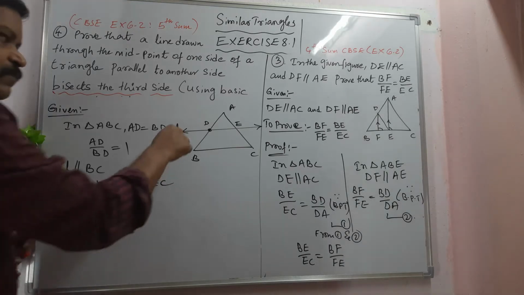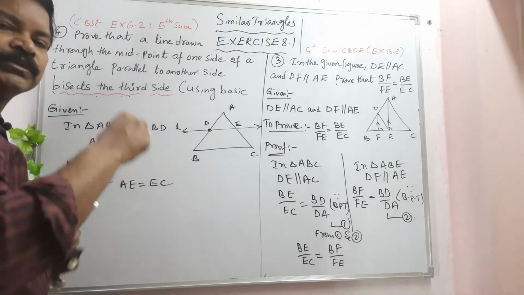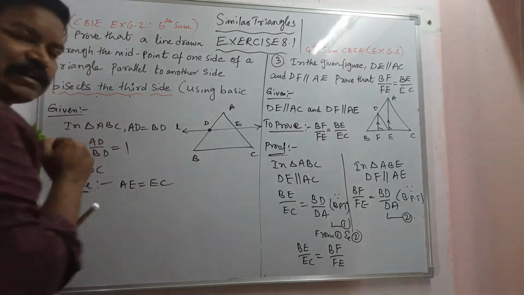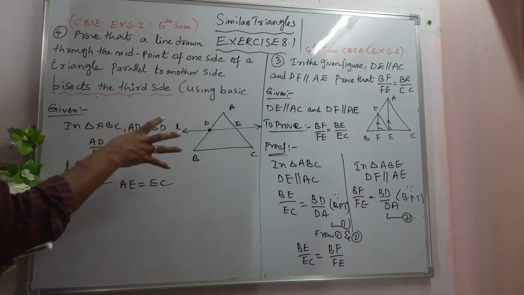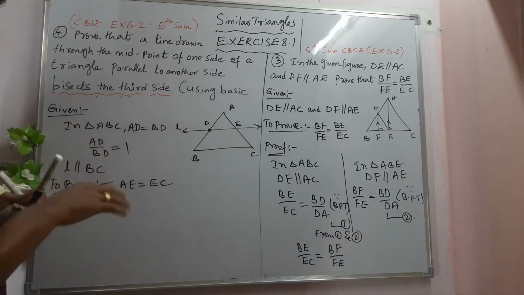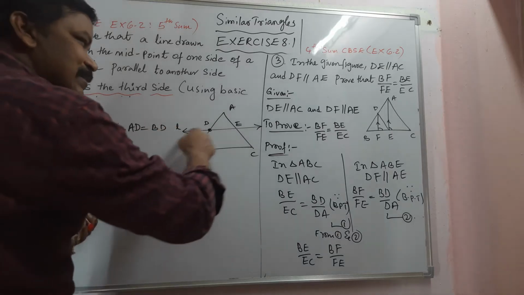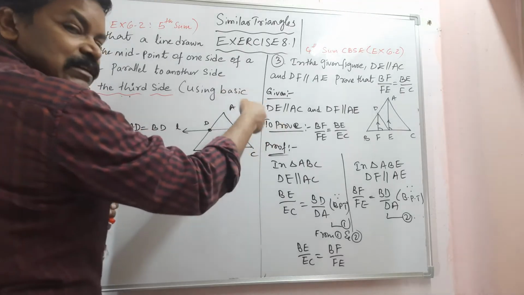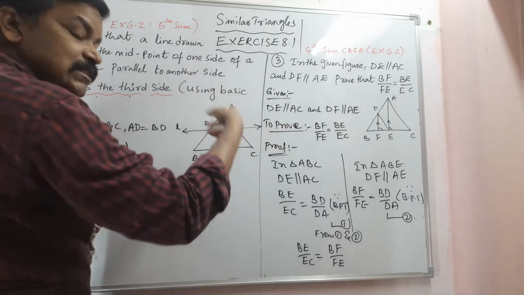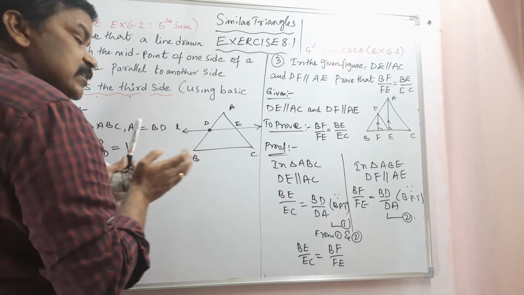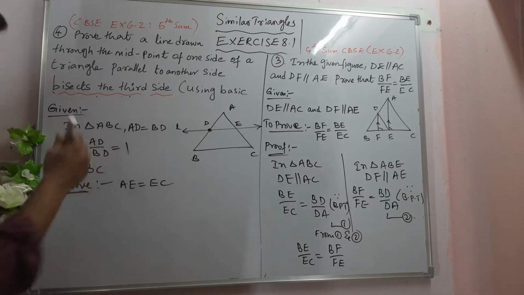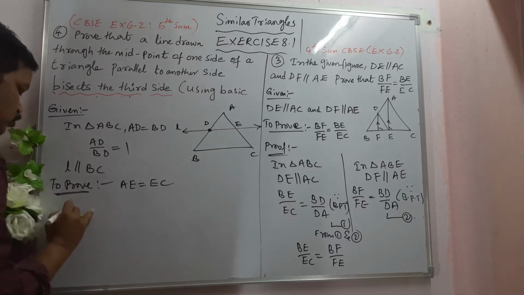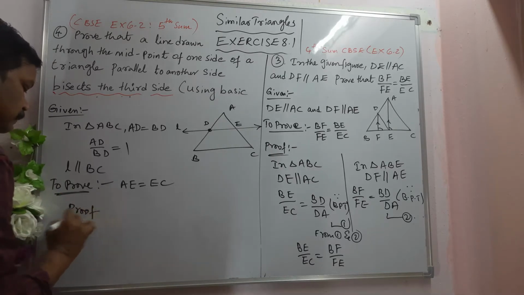Understand, students? If a line is drawn through the midpoint of one side of a triangle and parallel to another side, these two things are given. L is parallel to BC. And what is to be proved? This line divides the third side equally, that means bisects the third side. That means AE should be equal to EC. Right. Coming to the proof here, students.